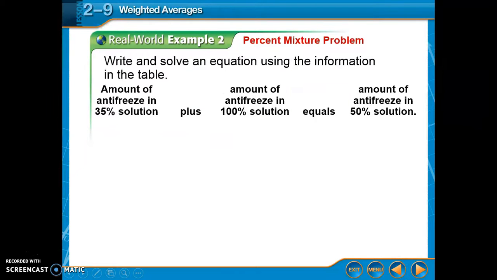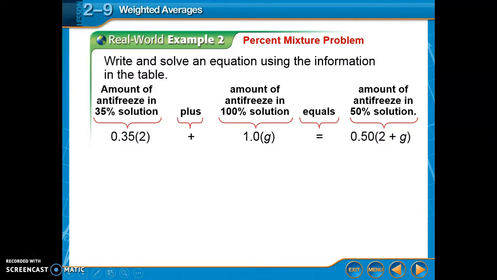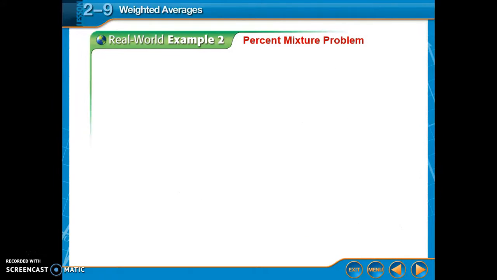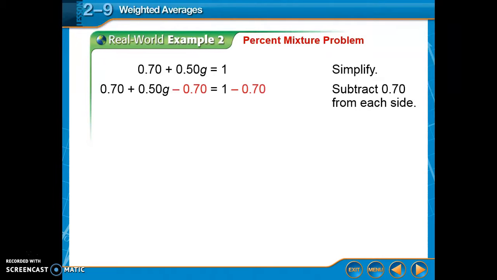So we're going to take these sums and add them together. We have the 35% antifreeze plus the 100% antifreeze makes the 50% solution. And we have all these weighted averages, or all these averages, adding together. So here we go. We put them together, we simplify, and then I'm going to subtract 0.5G from both sides. This should give us 0.7 plus 0.5G equals 1. Continue solving. Pause it if you need to.